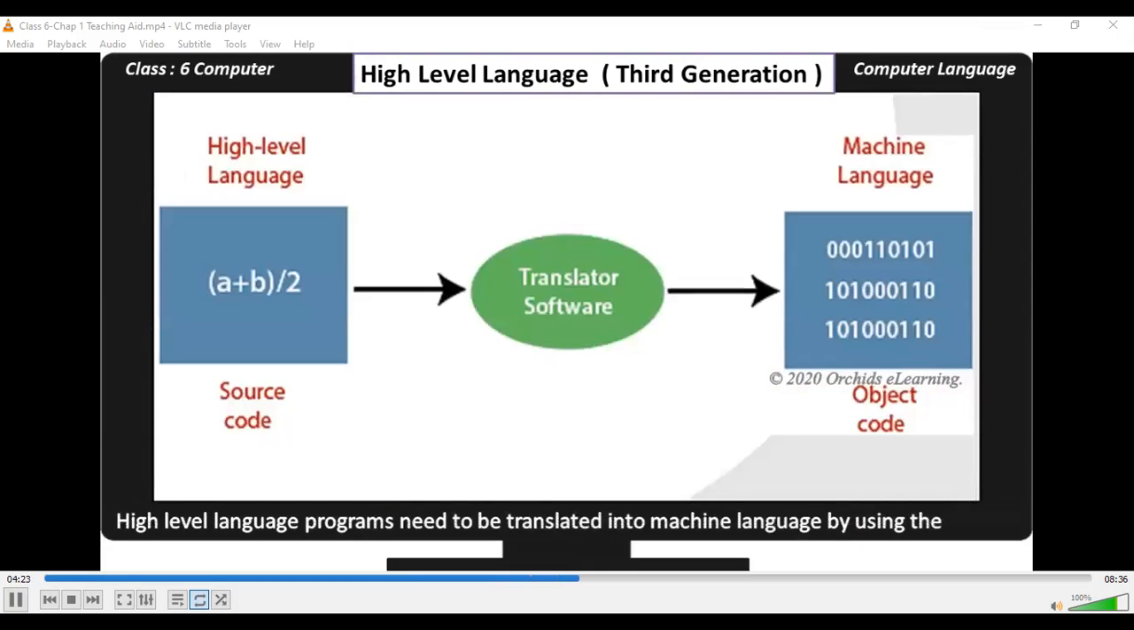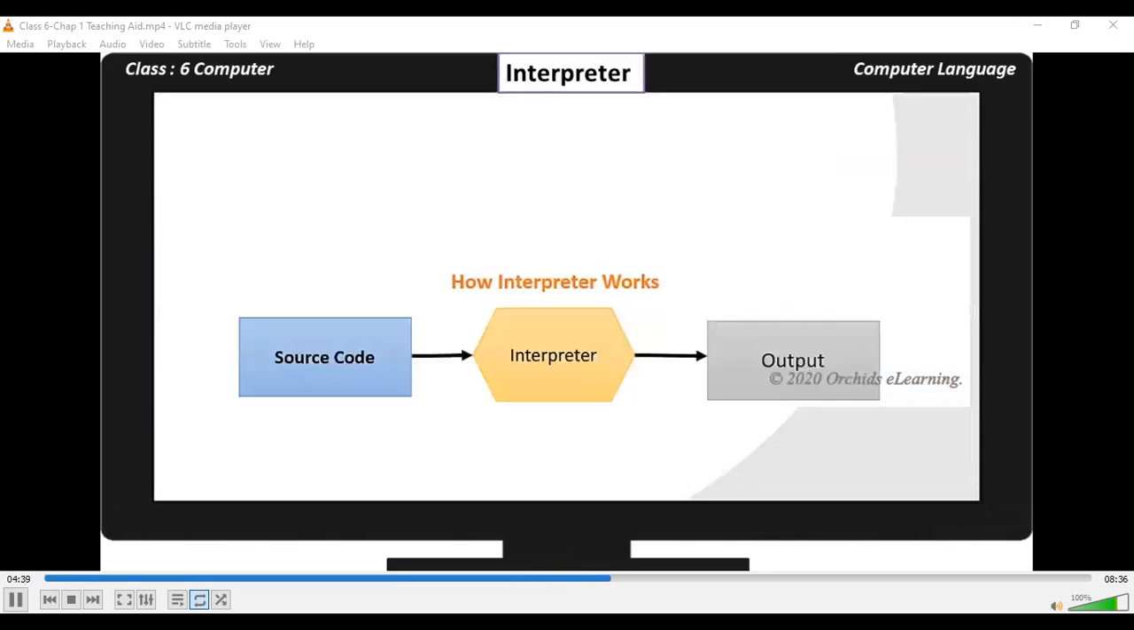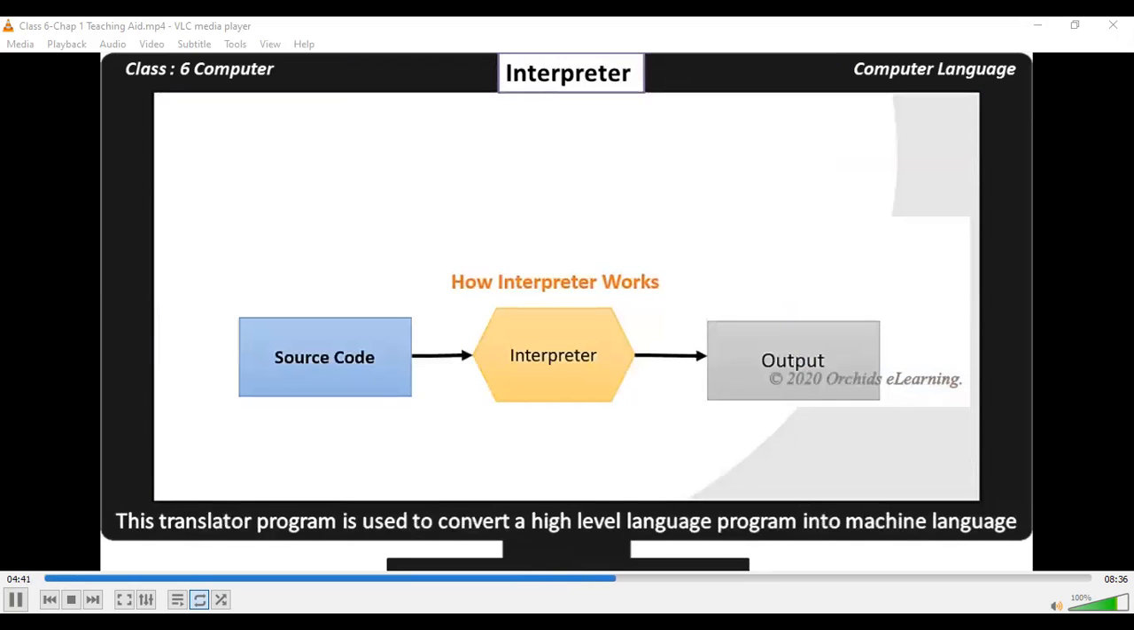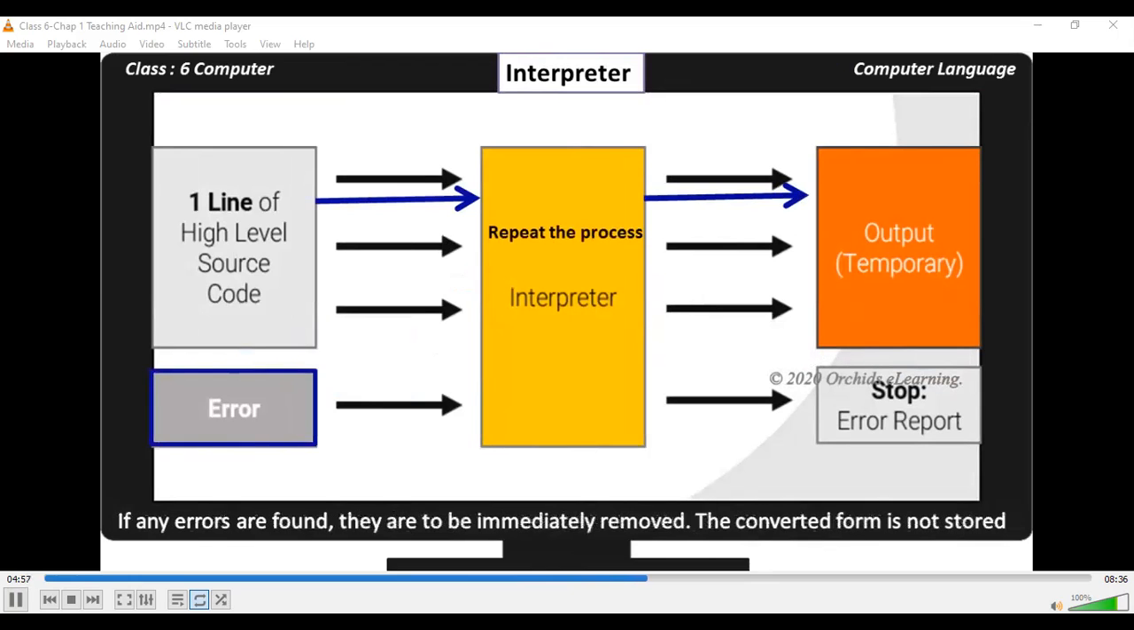High-level language programs need to be translated into machine language by using translator programs. There are two types of translator programs: interpreter and compiler. Interpreter. This translator program is used to convert a high-level language program into machine language. An interpreter translates line by line, executes the instruction, and then repeats the procedure for all the instructions. If any errors are found, they are to be immediately removed.